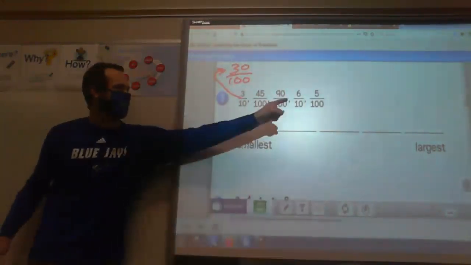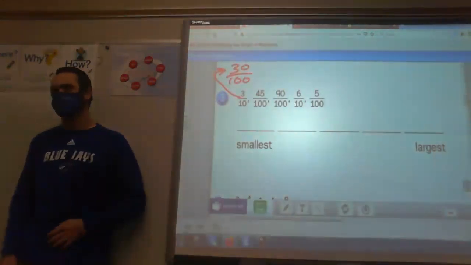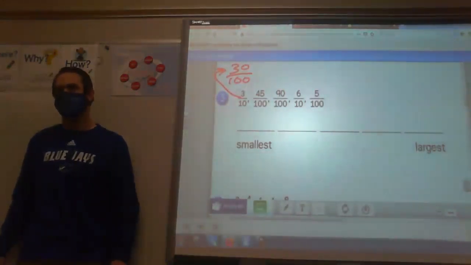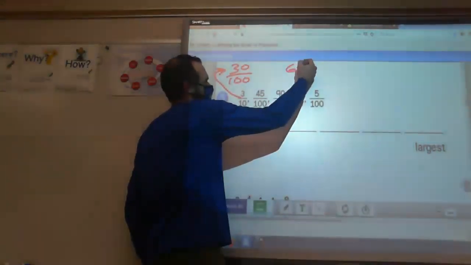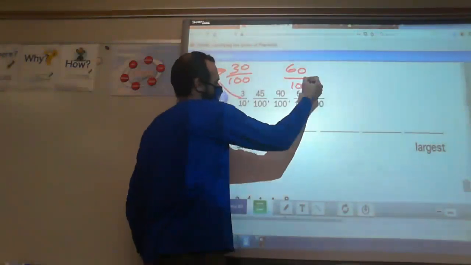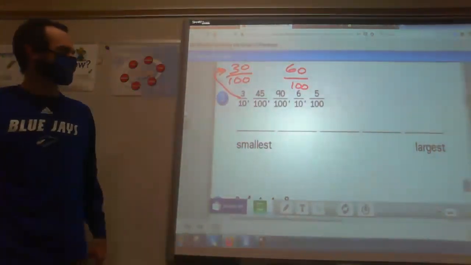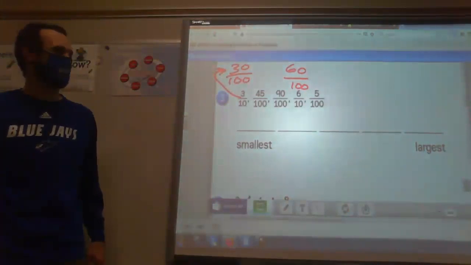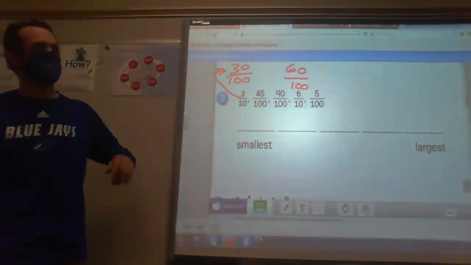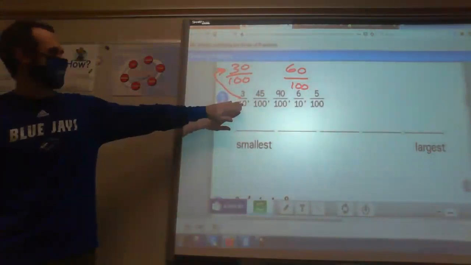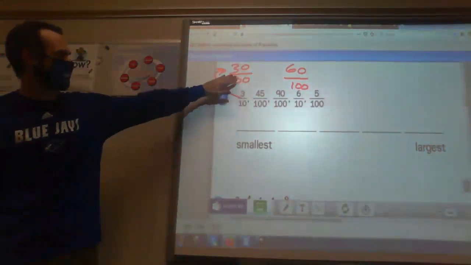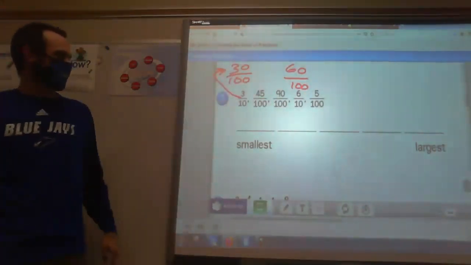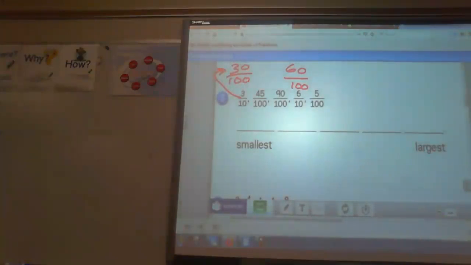Okay. So figure out what this would be in hundreds. Go ahead. Good job. I heard somebody blurted out 16 hundredths. Now they all have common denominators. But what you got to remember is when you're thinking about this, it is 3/10, but you can think about it as 30 hundredths. So which one is the smallest one? Find the smallest one and write it in.